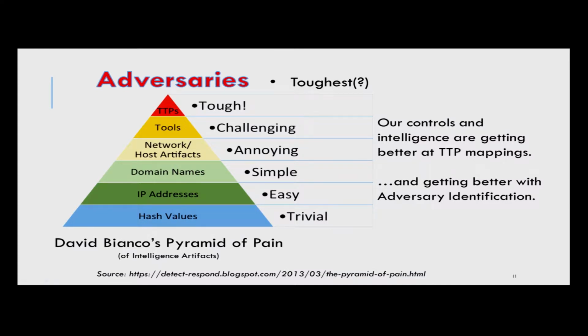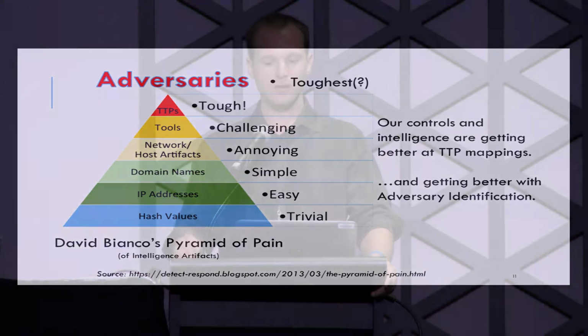Many of you are familiar with the pyramid of pain for cyber defense, or of intelligence artifacts, where as you go up the pyramid, it gets tougher and tougher. I put adversaries at the top. They might be the toughest artifact to identify. However, the good news is our controls and intelligence are getting better at TTP mappings, specifically to the MITRE framework. And we're also getting better as an industry at identifying our adversaries.